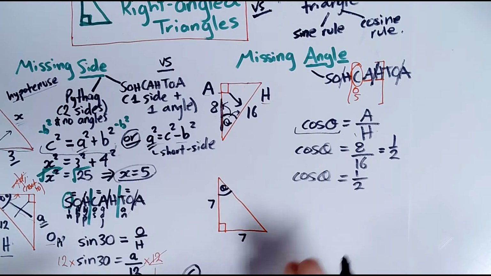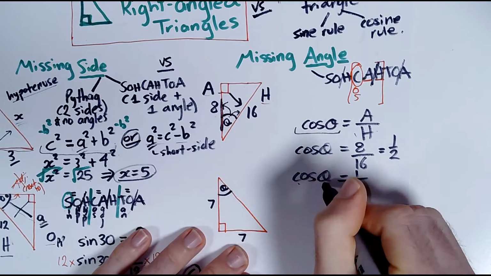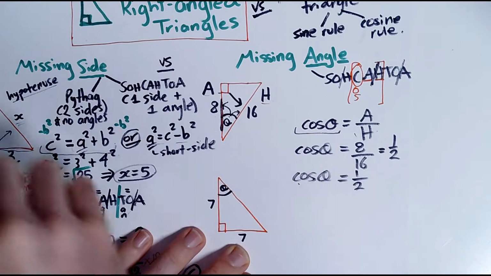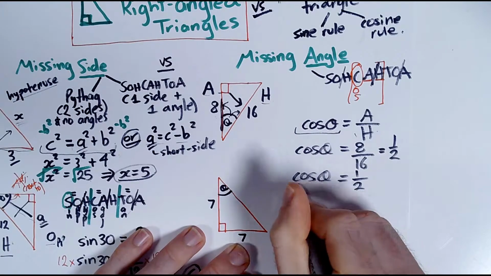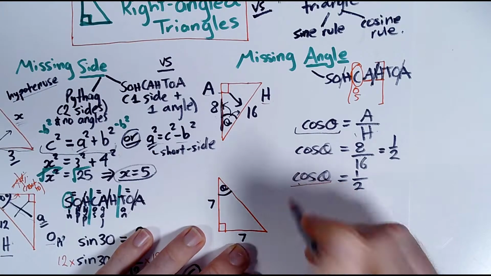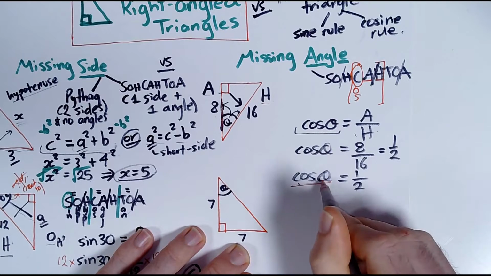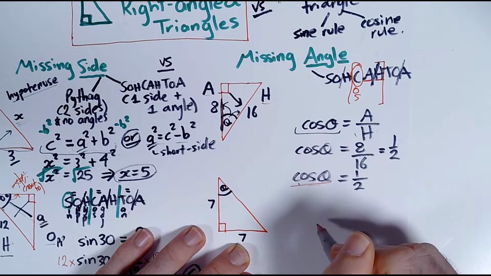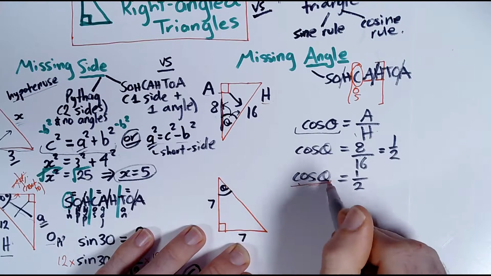But that hasn't found us theta. I don't know what the missing angle is. All I know right now is what cos of the missing angle is. So how do I get rid of cos? Well, the mistake a lot of people make here is that they divide by cos. But remember, cos isn't a number. This isn't like saying 5 times theta, where you can then divide by 5 to get rid of the 5. Cos is not a number. It is only a number when it is paired with an angle.